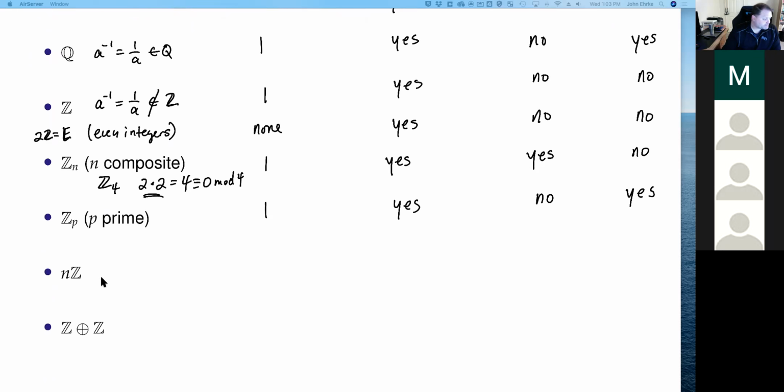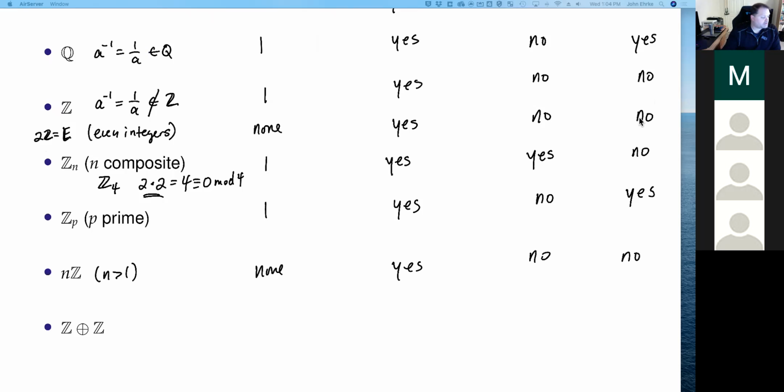Multiples of Z. We've already seen 2Z here, but in general, multiples of nZ where n is greater than 1. These guys don't have identities. And just like the even integers, they are commutative. They don't have any 0 divisors, and not all the elements are units. So it's just like the even integers I talked about here.